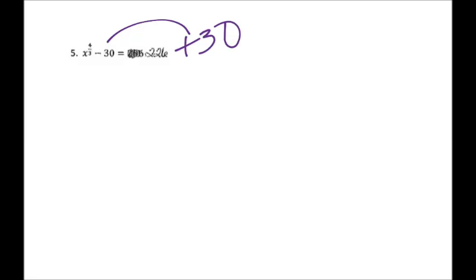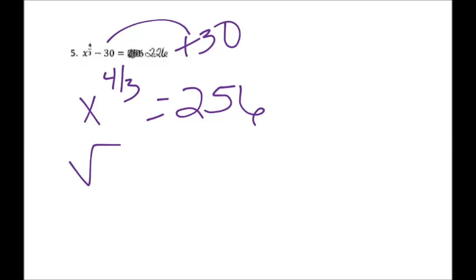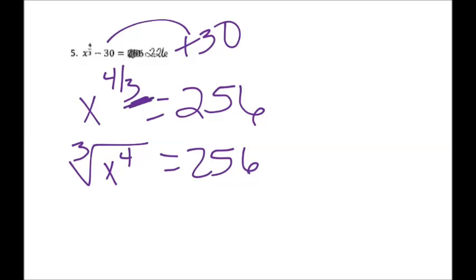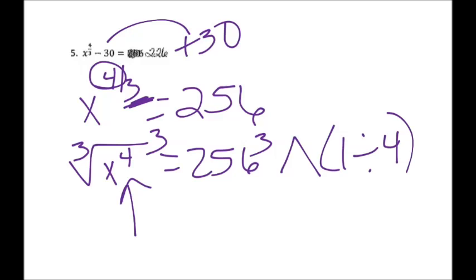You're going to add your 30. X to the 4/3 is equal to 256. Cube root of x to the 4th is equal to 256. Remember, the bottom number is your root, top number is your power. So cube both sides to get rid of that. So 256 rooftop 3, and you get a great big number that you really don't want to write down. No big deal, just leave it in your calculator. To get rid of that 4 there, you're going to rooftop whatever that answer was to the 1 divided by 4. So rooftop open 1 divided by 4, and you get x equals 64. You don't have to write down every single step.